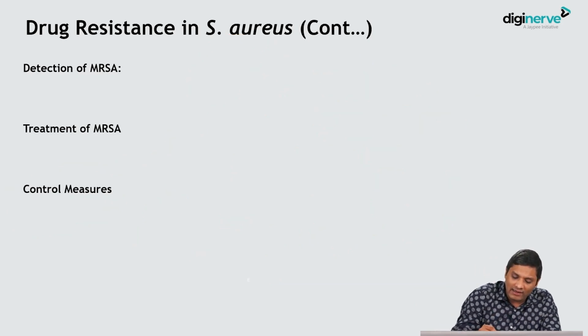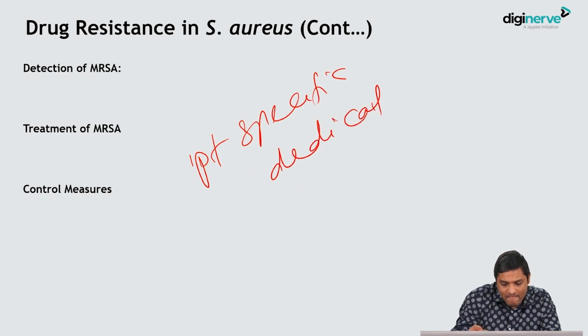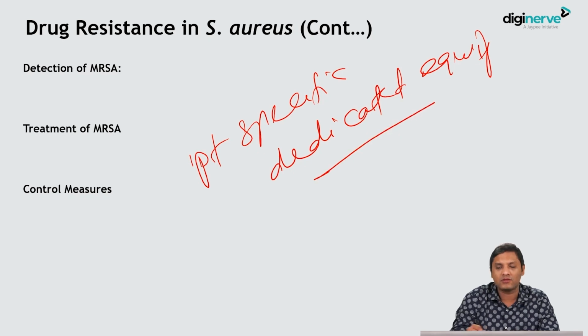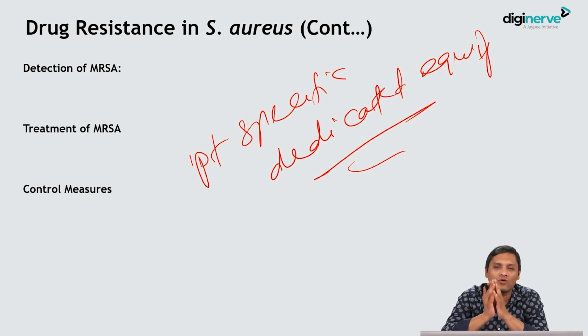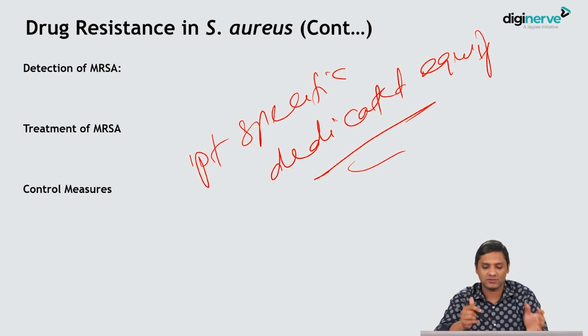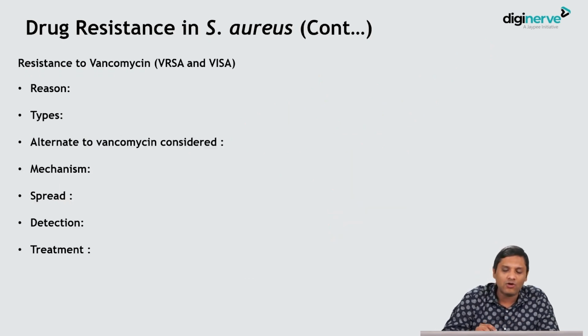You can also have dedicated, patient specific equipment, like for example the stethoscope, the BP apparatus, the thermometer, all these you can keep for MRSA patients. You should not cross use between patients. You can reserve them only for MRSA patients. So this is called patient specific use of dedicated equipment. So these are the various methods to control MRSA infection.